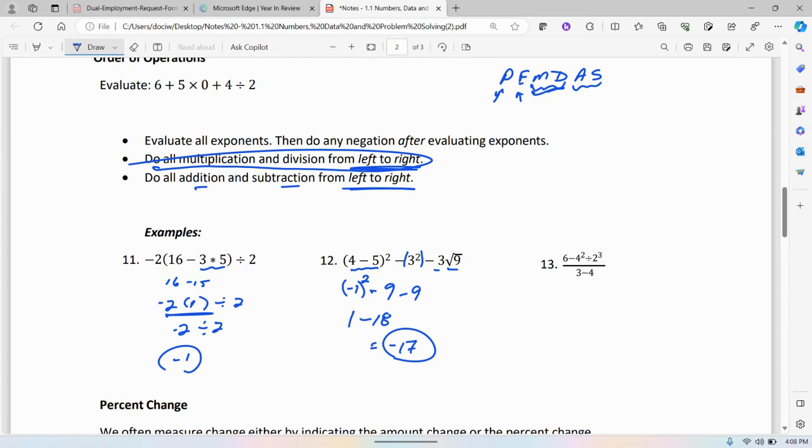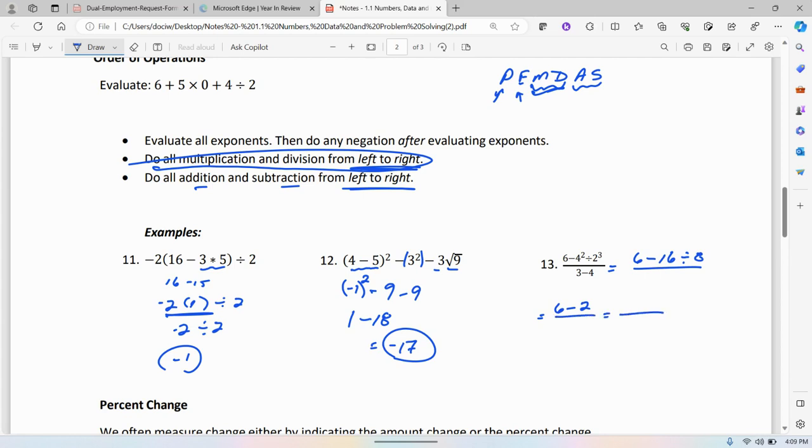In number 13, I have 6 minus, now I have 4 squared. 4 squared is really a multiplication, so I do that multiplication first. 4 squared is 16 divided by 2 to the third. 2 to the third is 8. I'm going to keep going with just the numerator for a little bit. So I have 6 minus 16 divided by 8. I do that division before I do the subtraction. So 16 divided by 8 is 2.